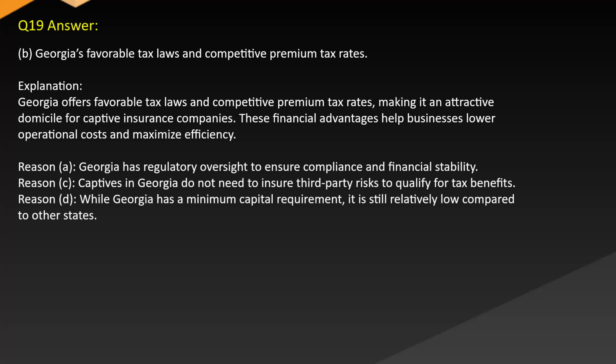Reason A. Georgia has regulatory oversight to ensure compliance and financial stability. Reason C. Captives in Georgia do not need to insure third-party risks to qualify for tax benefits. Reason D. While Georgia has a minimum capital requirement, it is still relatively low compared to other states.